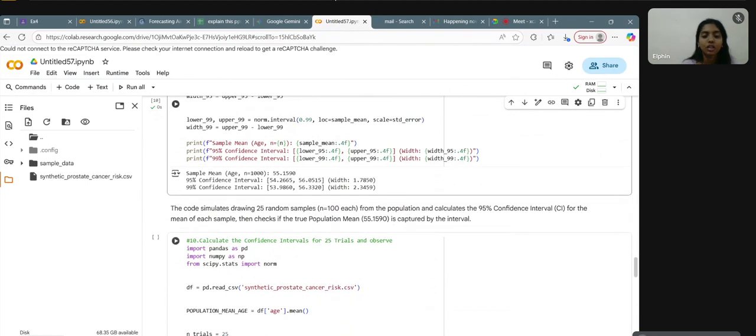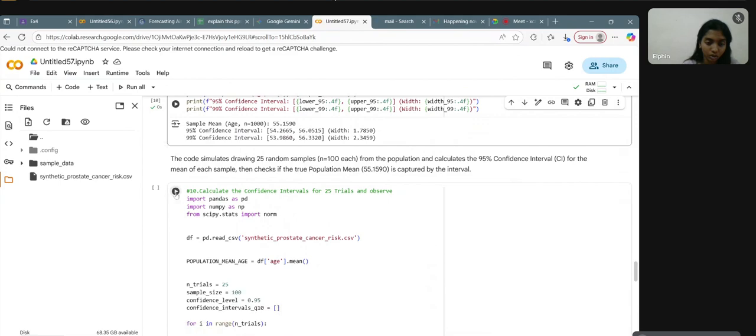Next question. Calculate the confidence intervals for 25 trials. The code simulates drawing 25 random samples, which means n is equal to 100 for each, from the population and calculates the 95% confidence intervals for the mean of each sample. Then it checks if the true population mean, 55.159, is captured by the interval. Let me run this code.